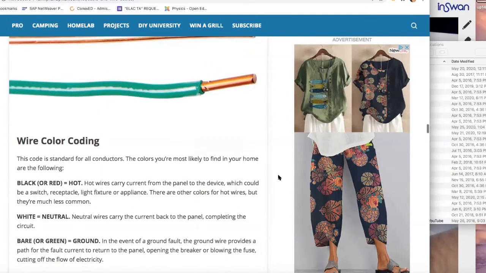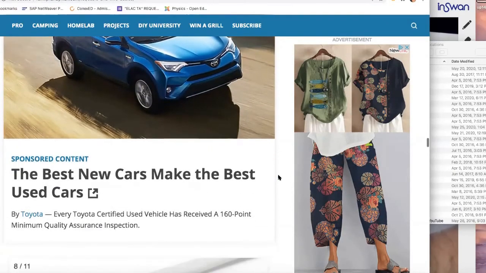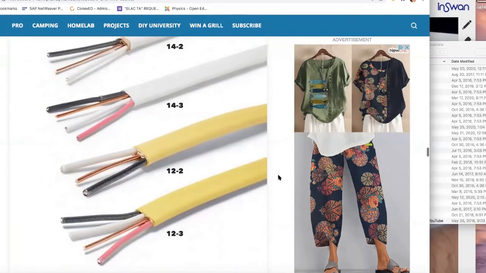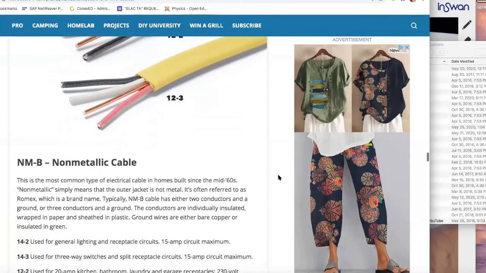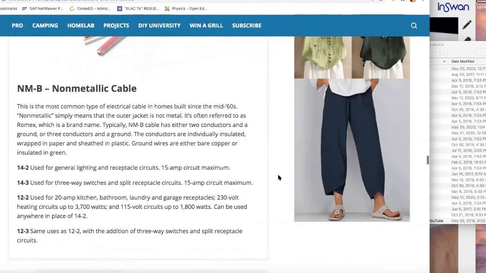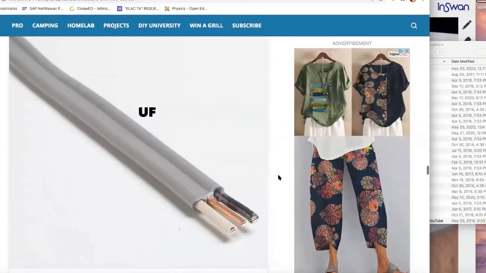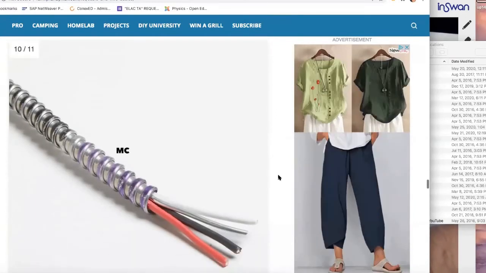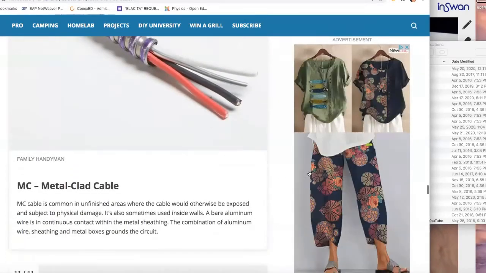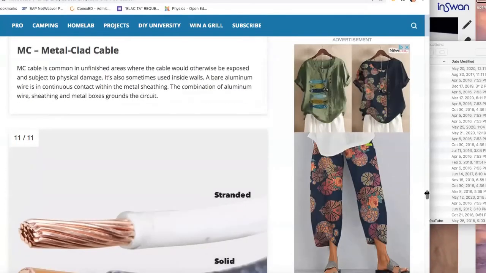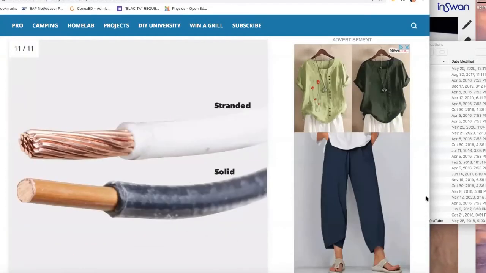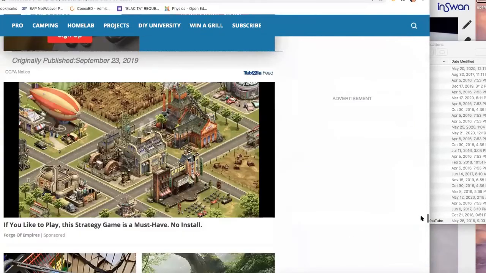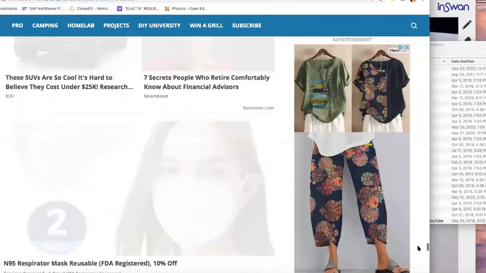Yeah, let's see here. Non-metallic cable. Wow, it gets very specific. We could be on this topic a lot. Underground feeder cable and metal clad cable. Interesting. That's it? Okay.